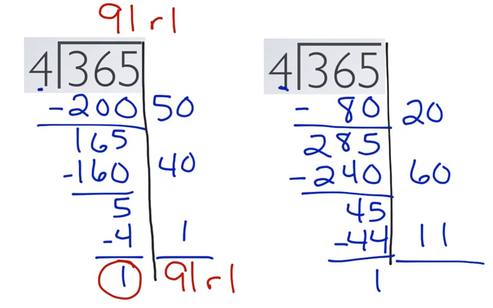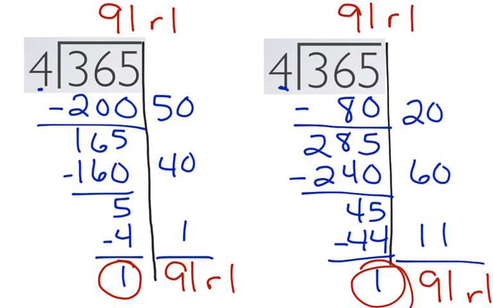So to figure out exactly how much of the 365 goes into each of the groups, I add up the right column again. 20 plus 60 is 80, plus 11 is 91. And I have that remainder over here. That's 91 remainder 1. And if you notice, it's the exact same answer as I have on the left. And that's why it's called the forgiving method, because you can work your way up to the correct answer, taking your time using numbers that you know how to multiply.